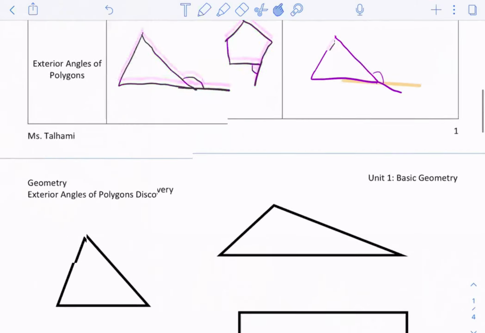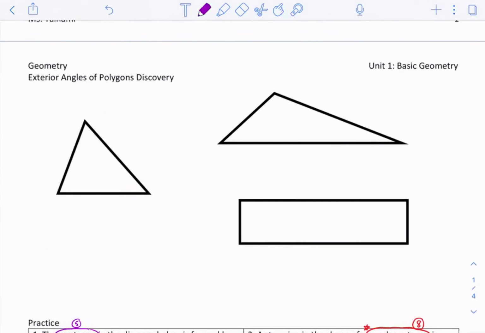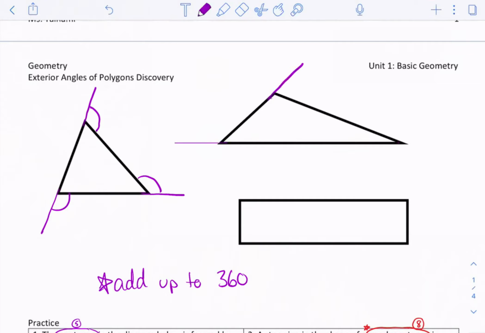So now, I could do a quick activity, but I just wanted to let you know that the exterior angles of any polygon always add up to the same amount. If I extended these three angles, so if I have a three-sided shape, the three exterior angles should add up to 360. Same thing here. If I just extended 1, 2, 3, these three angles should add up to 360.